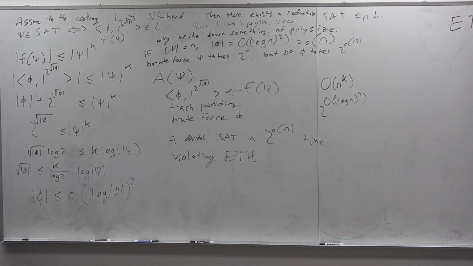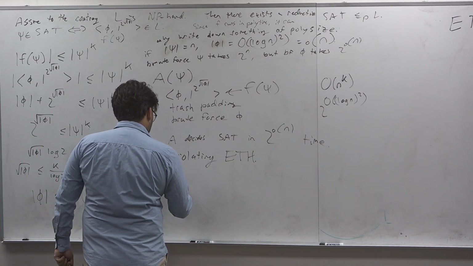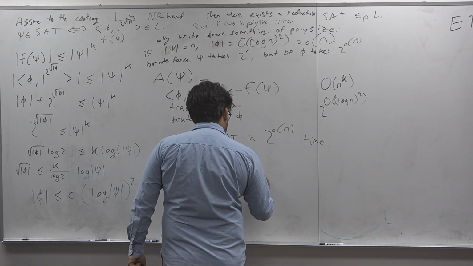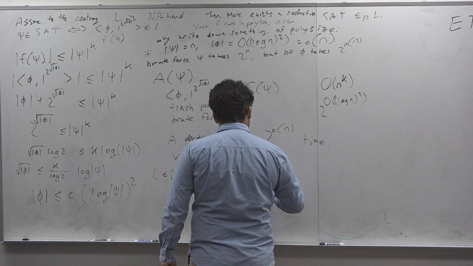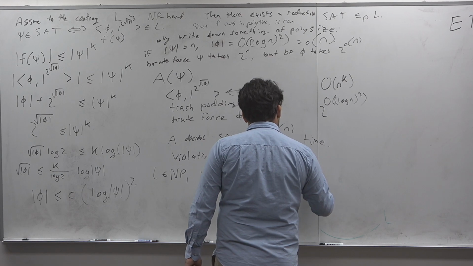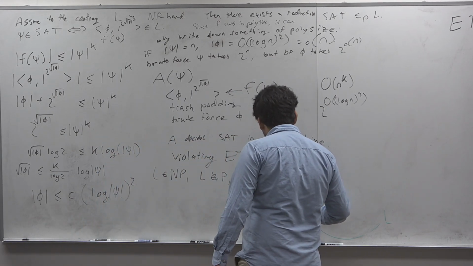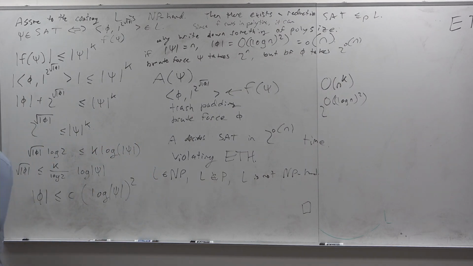So we have now proven that this language L is in NP. We've proven that L is not in P, and we've proven that L is not NP-hard. Done. This is one of my favorite proofs in complexity. It's like baby's first complexity theory proof. It's so interesting to work in this field.